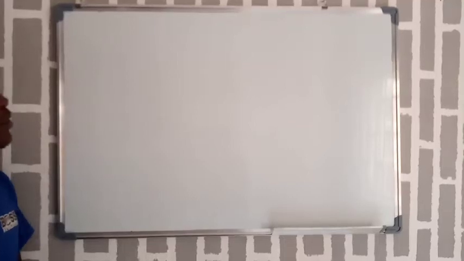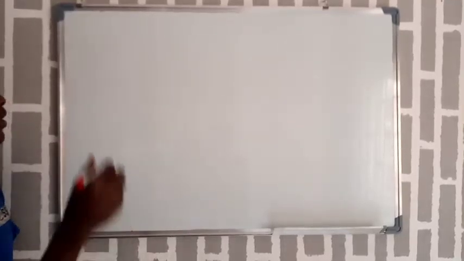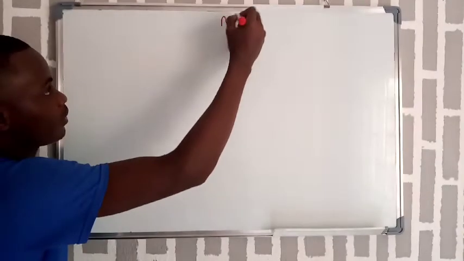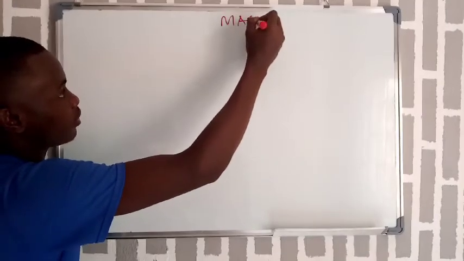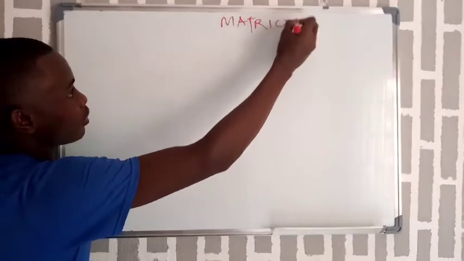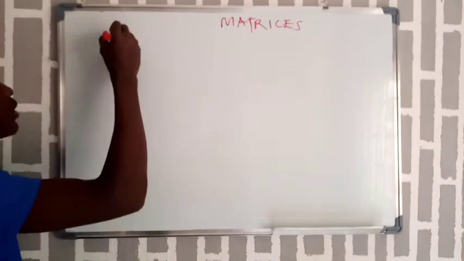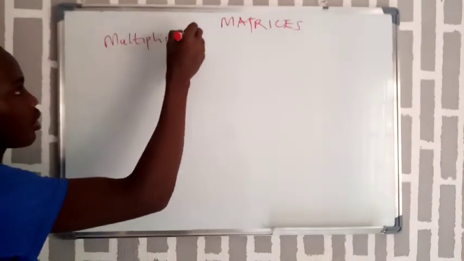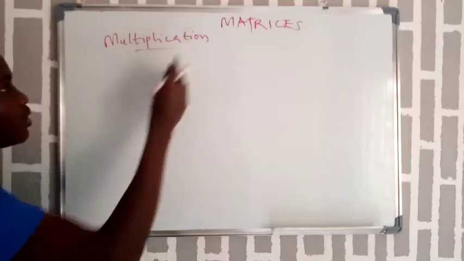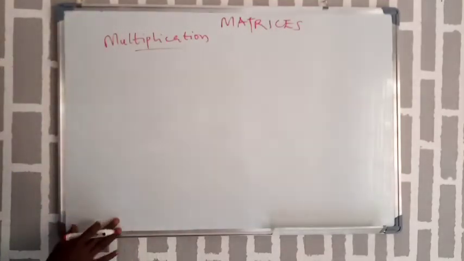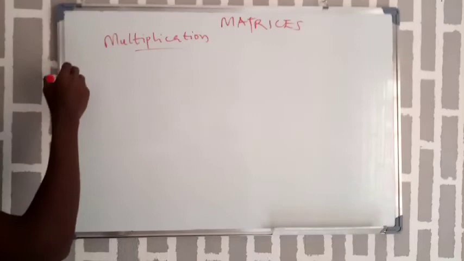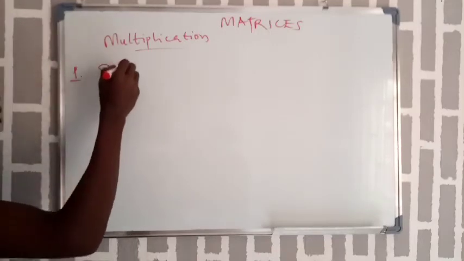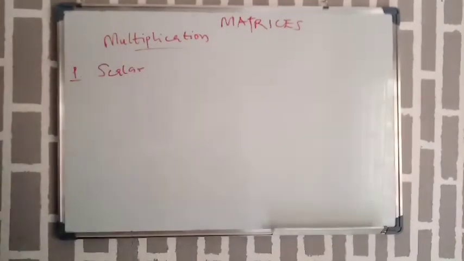Okay, so let's go into multiplication of matrices. There are two types of multiplication of matrices. Number one is scalar multiplication of a matrix.